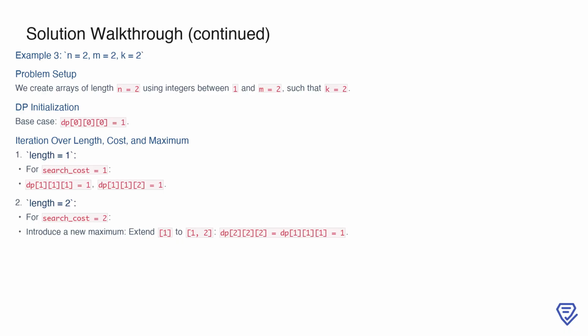For length equals 1 and search_cost equals 1, we initialize dp[1][1][1] equals 1 for [1], and dp[1][1][2] equals 1 for [2]. For length equals 2 and search_cost equals 2, we need to introduce a new maximum. This can be achieved by extending 1 to [1, 2], resulting in dp[2][2][2] equals dp[1][1][1] equals 1.